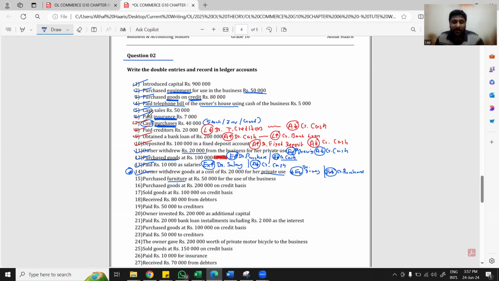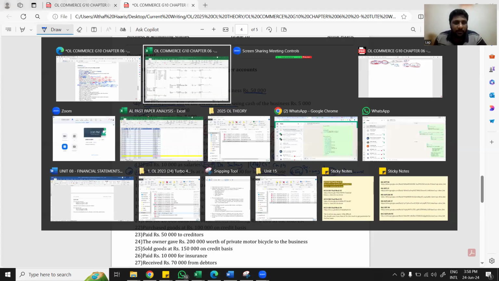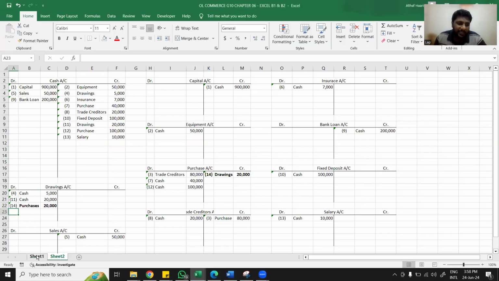So you have to put it to the relevant account. Here you are getting an asset. What asset is increasing? Furniture asset is increasing, so it is debit. From the other side, one of your assets is decreasing. What asset is decreasing? Your cash asset is decreasing. Perfect, so it is credit. Furniture debit, cash credit.